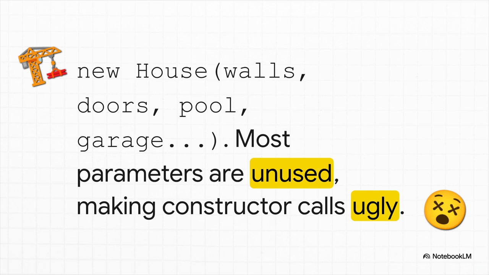To build a house object, you suddenly have a constructor with a never-ending list of parameters. Walls, doors, windows, a pool, a garage, it's a nightmare. And since most of them are probably optional, you end up passing null, null, null for all the things you don't even want. It's awful.